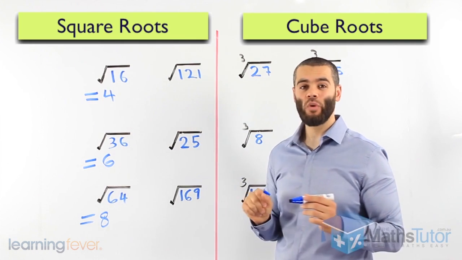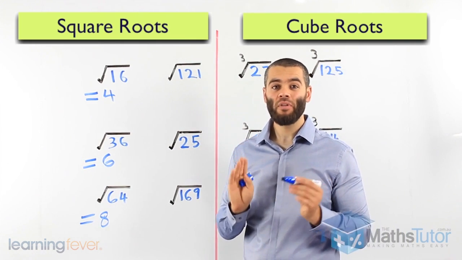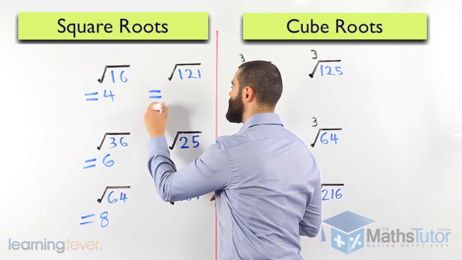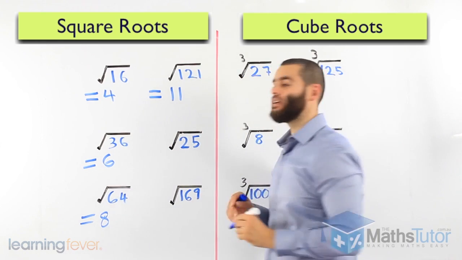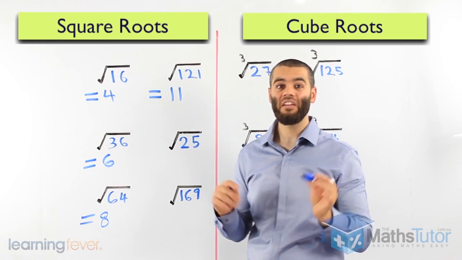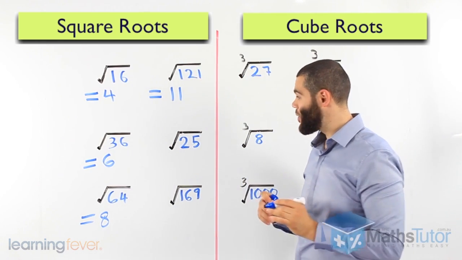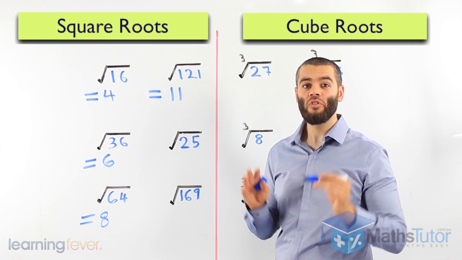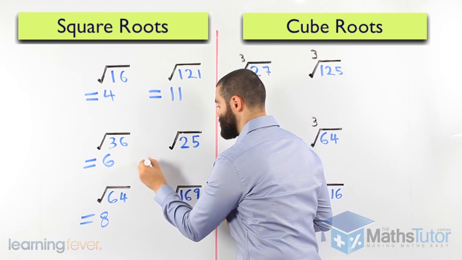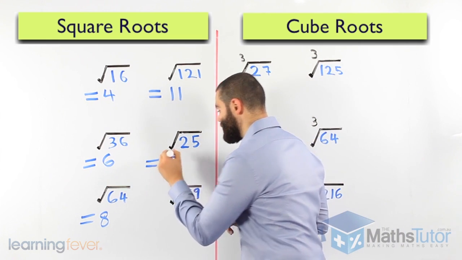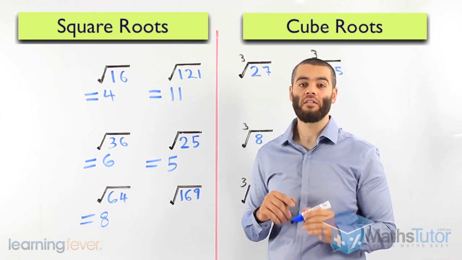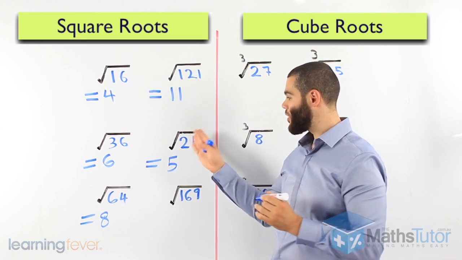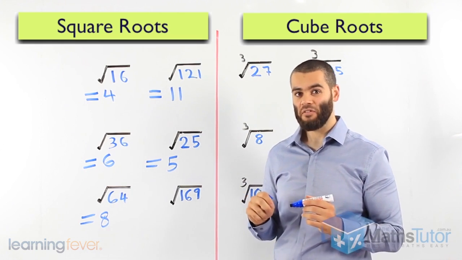The square root of 121. What number multiplies itself to get 121? And we should know it is 11. 11 times 11 is 121. The square root of 25. What number times itself gives 25? And it should be easy. Our answer is 5. 5 times 5 is 25. Therefore, the square root of 25 is 5.